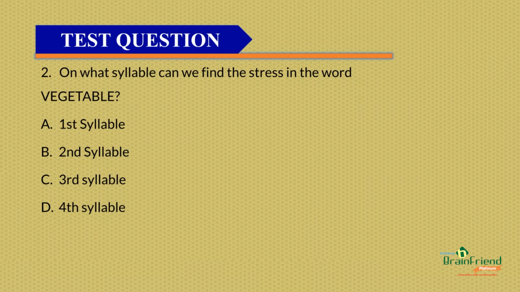Question 2. On what syllable can we find the stress in the word vegetable? A, first syllable. B, second syllable. C, third syllable. Or D, fourth syllable. The correct answer is A, first syllable. It's pronounced vegetable. I'm sure with all these, you can tell a word made up of 4 syllables.